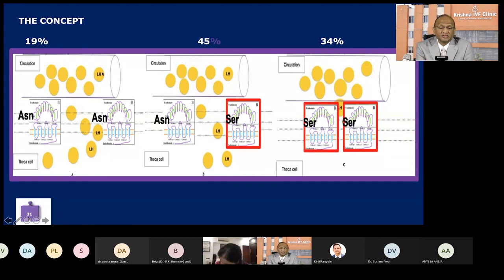So when we analyzed the incidence of this polymorphism in general in the infertile population, we found that of the patients with LH-CGR gene polymorphism at position 312, 19% were homozygous or wild type, 45% heterozygous, and 34% homozygous. These 34% patients might end up as hyperresponders, and that is where the role of the Poseidon concept is coming in, the role of pharmacogenomics is coming in, the role of LH supplementation is coming in.